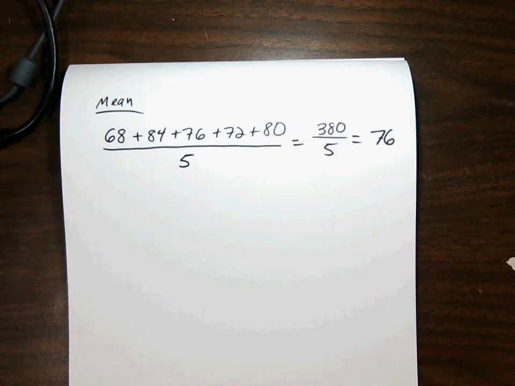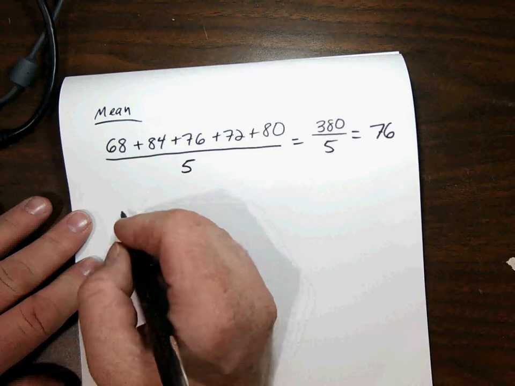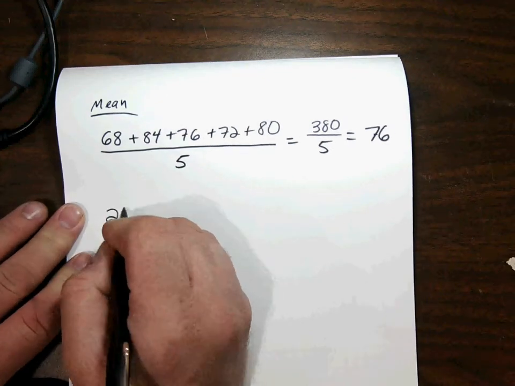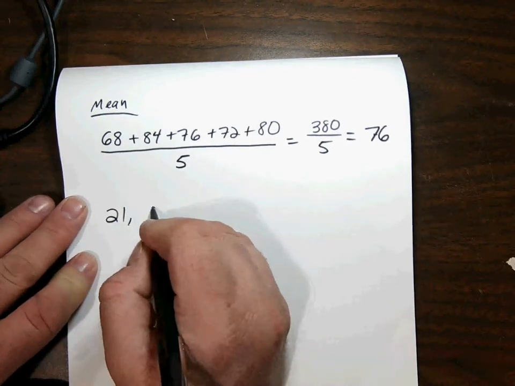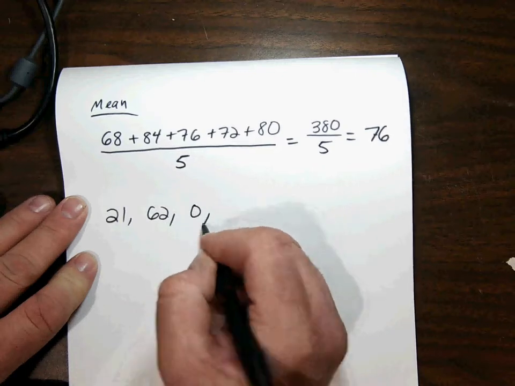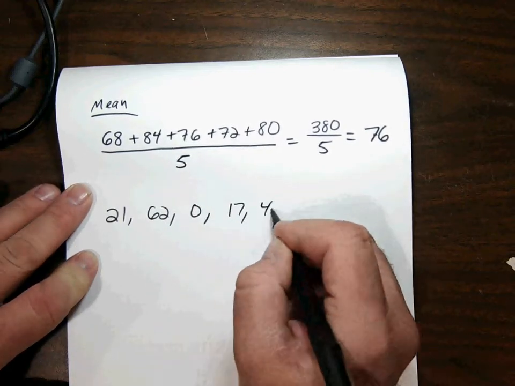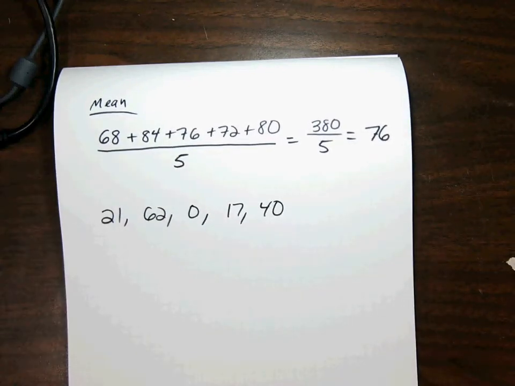All right. The only time where it might be a gotcha kind of question is, let's say somebody gave you these numbers. Here's your list of numbers: 21, 62, 0, 17, and 40. And you need to find the average. You can't neglect that 0. Pardon me as I reach for a calculator because I just pulled this one out of the air. I'm not looking at a book.